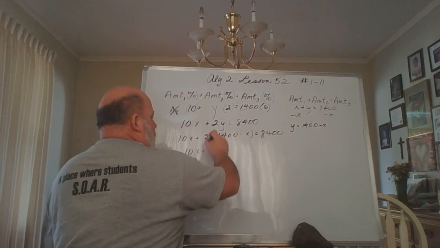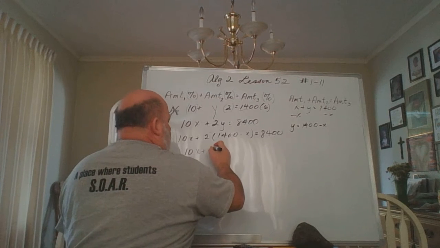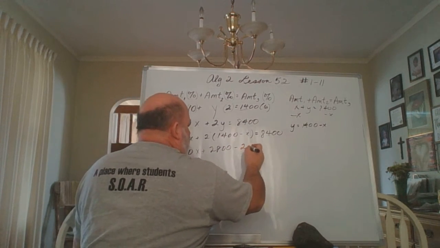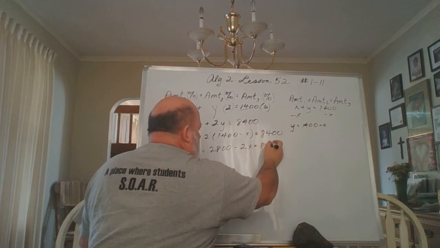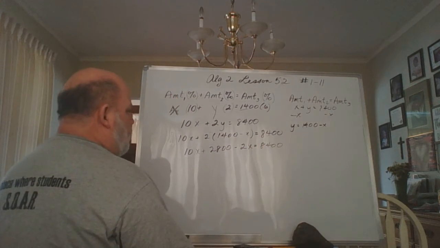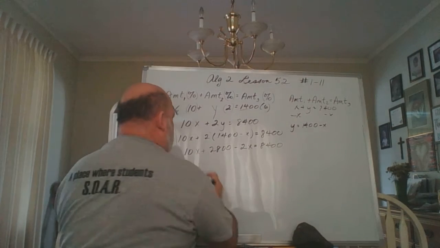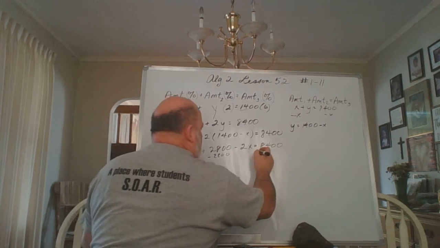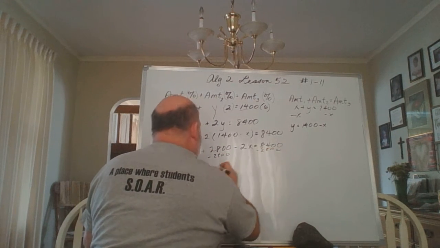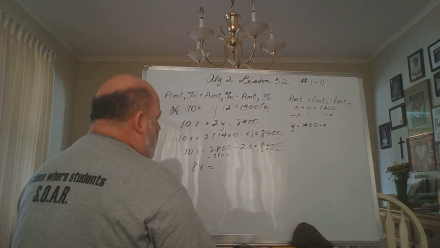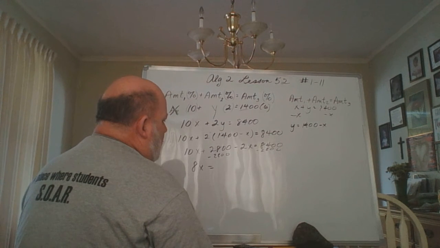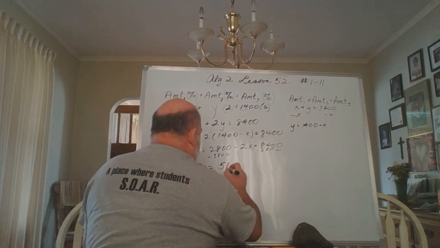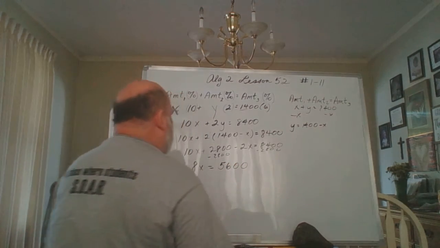10x plus, distributive property, 2 times 1,400 gives me 2,800. 2 times negative x gives me minus 2x. Equals 8,400. 10x minus 2x gives me 8x. I'll subtract 2,800 from both sides. What will that give me? 84 minus 28 is going to give me 56. 5,600. Make sure that's right.